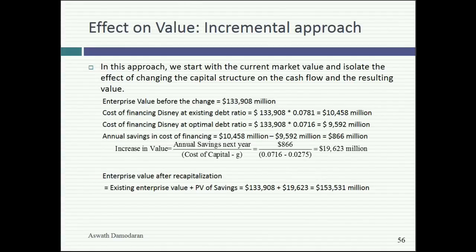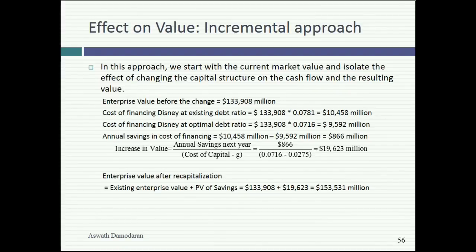One way to think about the cost of capital is that right now you're funding your entire operating assets at that cost of capital, and it's your annual cost. So right now the annual cost of funding Disney as a company is $133.9 billion times 7.81%, which is $10.458 billion. That's their existing cost. If they go to the 7.16% cost of capital by moving to their optimal, that cost will drop to $9.592 billion. You take the difference between those two numbers, you're going to save $866 million in 1 year.